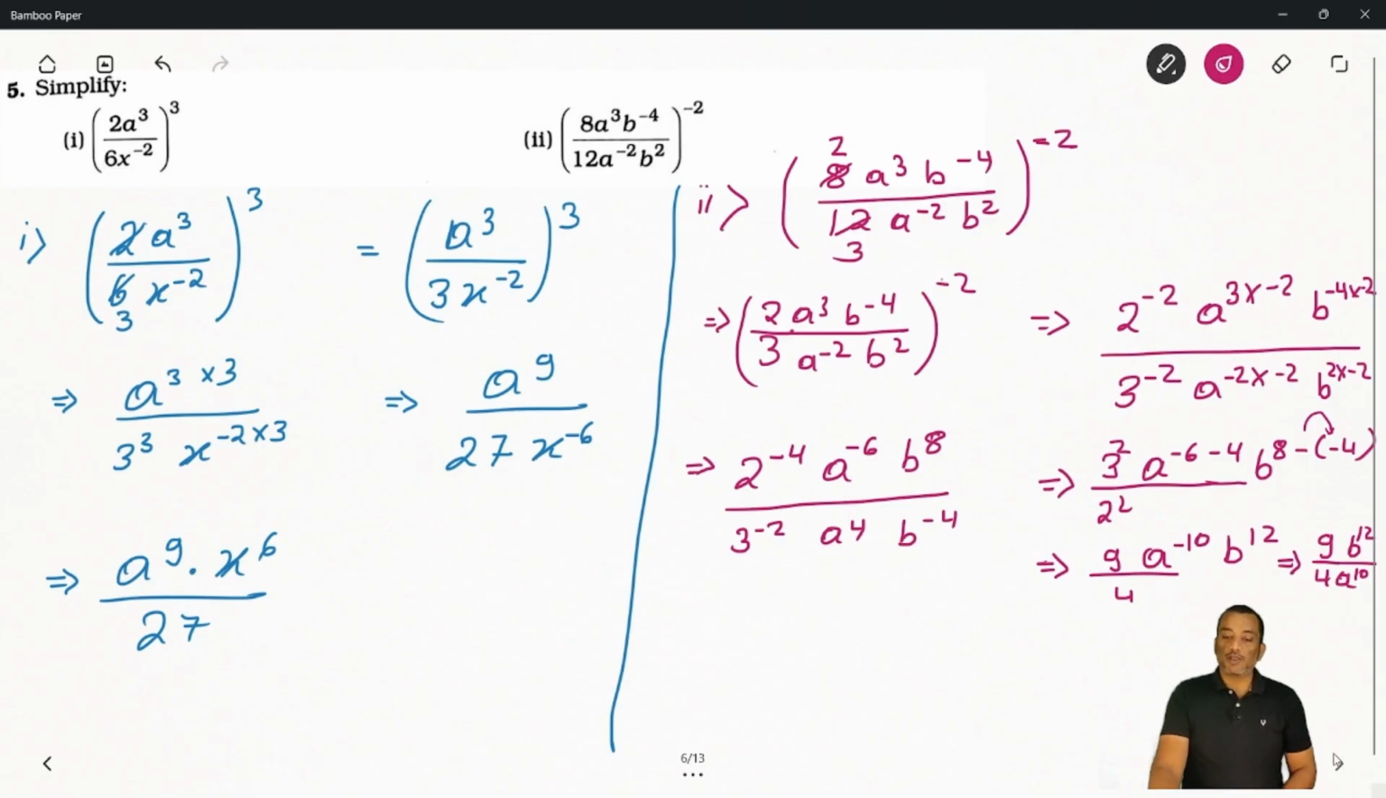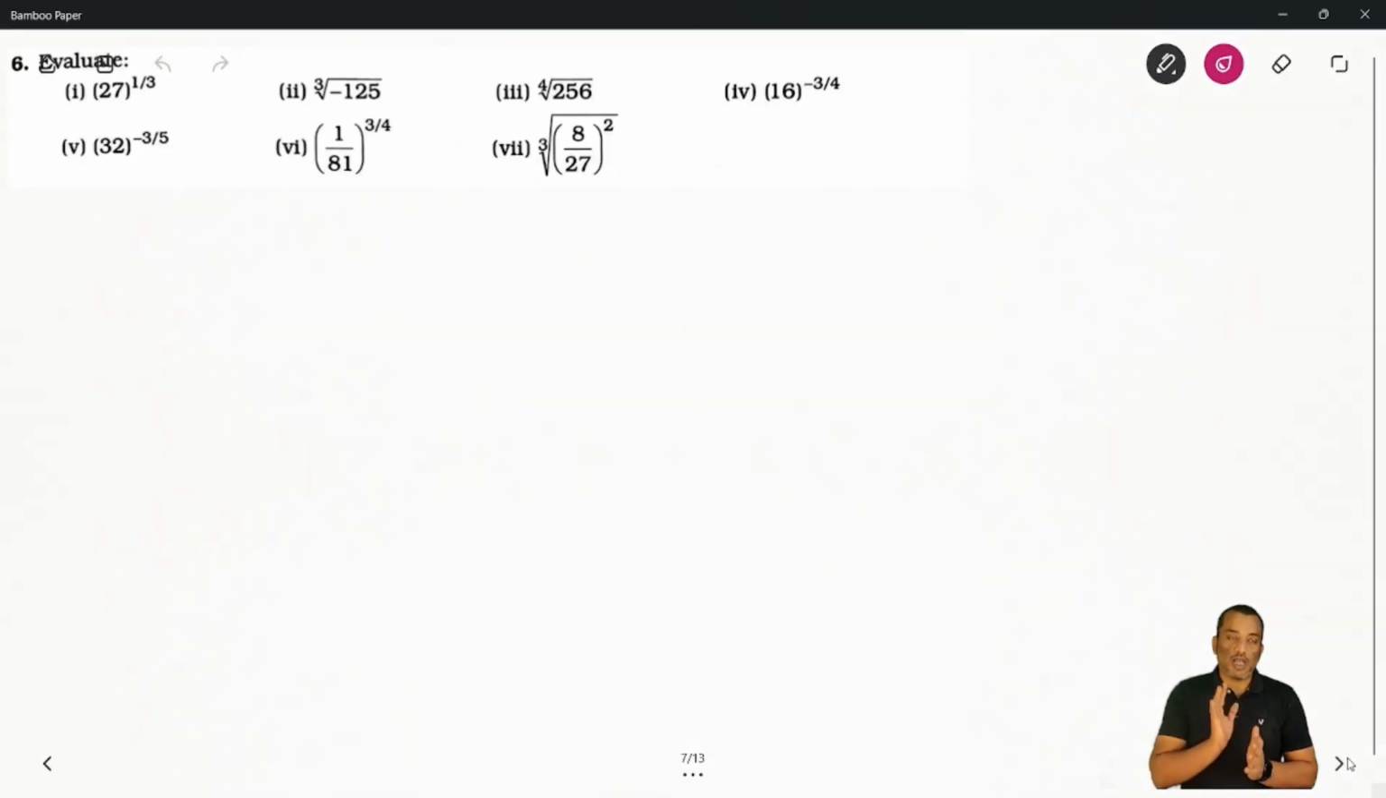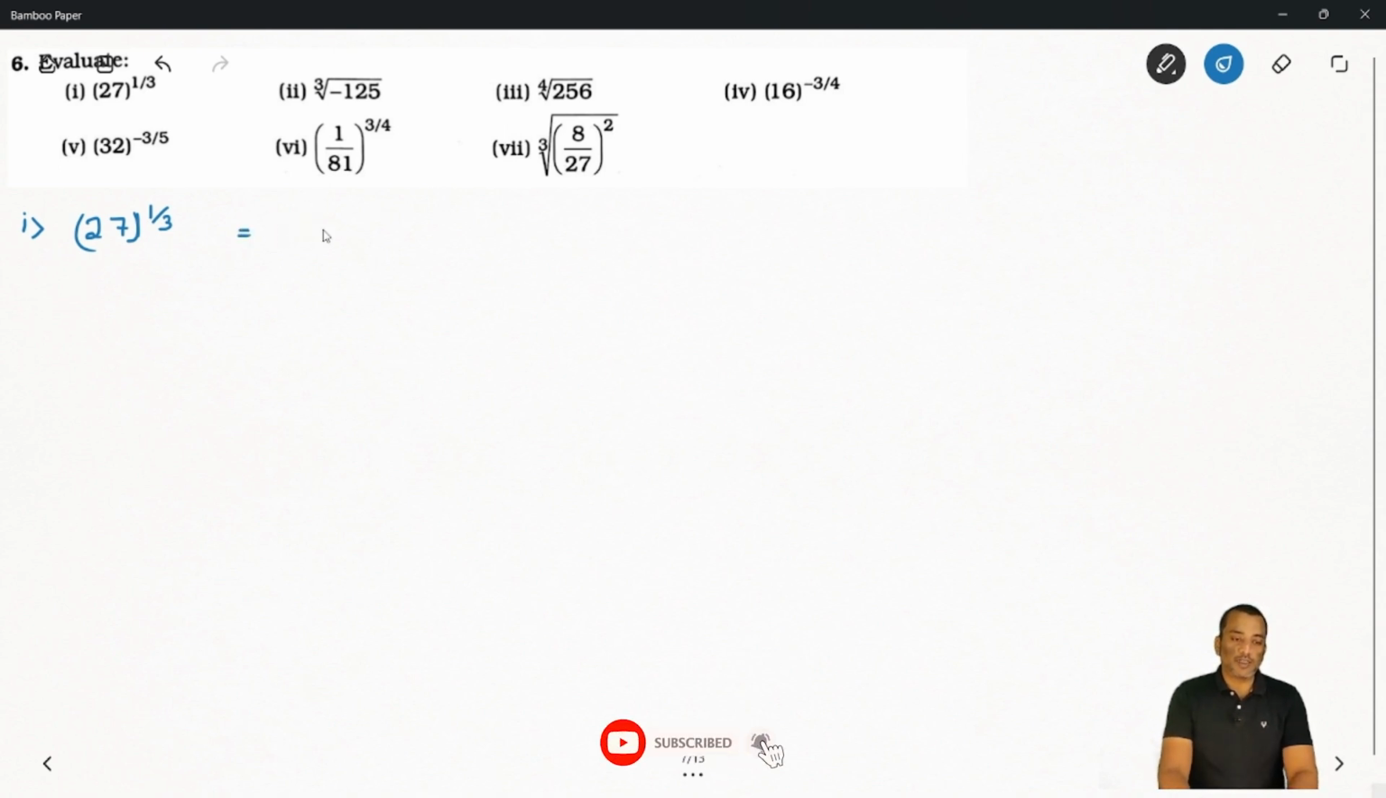Hope you're getting clear. This way we can solve question number 5. I hope your doubt has also cleared along with the question. Now coming to question number 6, it is saying you have to evaluate. Very simple. The first one is 27 whole to the power 1 by 3. You know 27 is the cube of 3, so this is equal to 3 cube whole to the power 1 by 3. Which means you multiply 3 cube times 1 by 3. So the 3 gets cancelled and you get 3 to power 1, which is equal to 3.